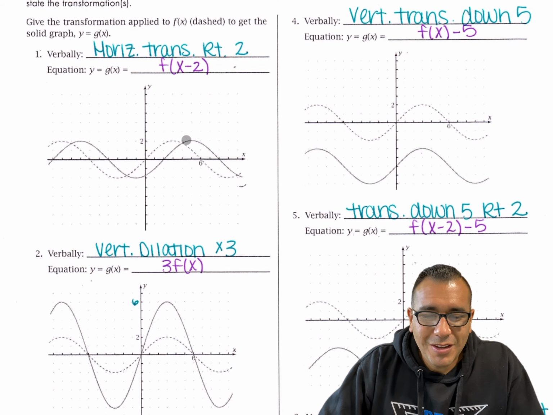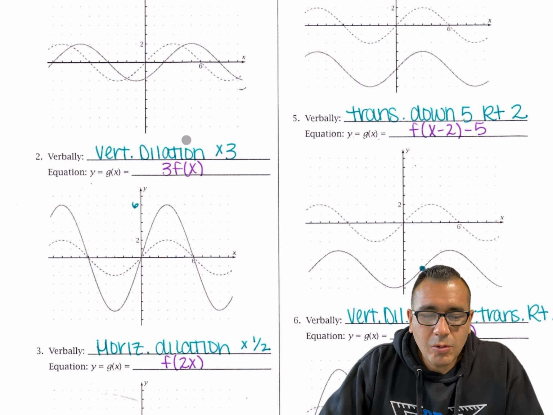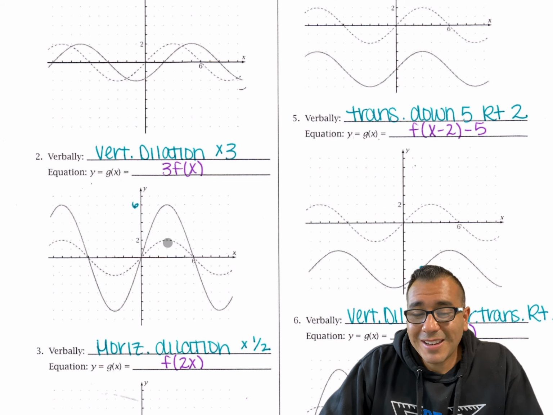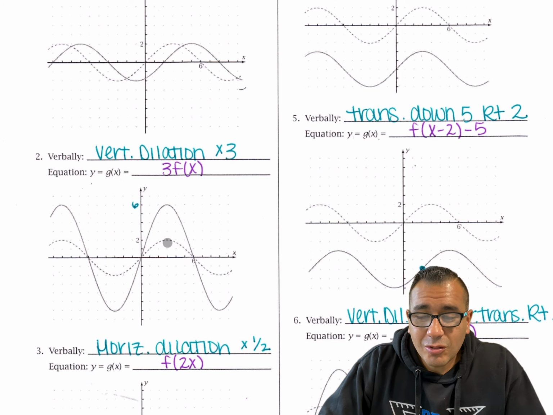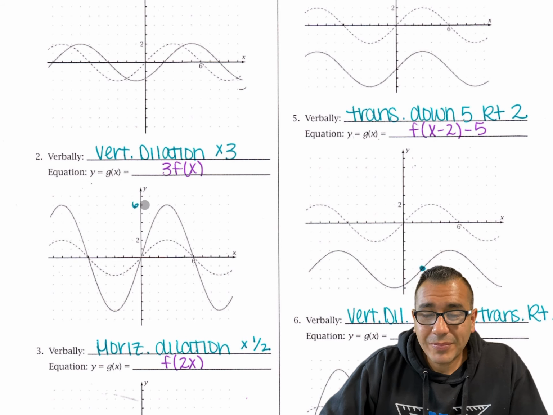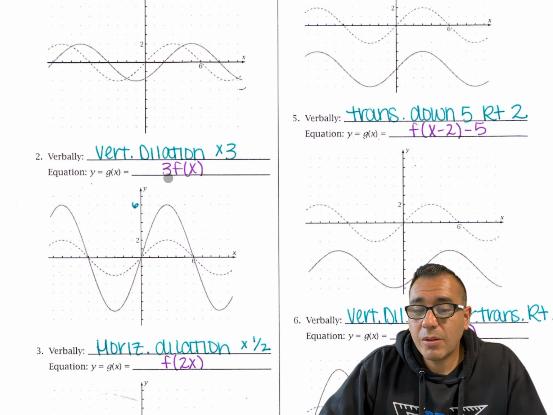All right, so let's look at number 2. What's going on with number 2? Again, we're starting with the dotted line. We can see that this function is getting stretched. Notice the height right here is 2, and all of a sudden the new height when it gets stretched is up here at 6. So you could just divide these two, and that's going to be our scale factor, what we're going to multiply it by.